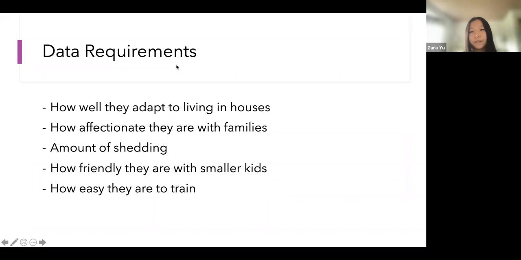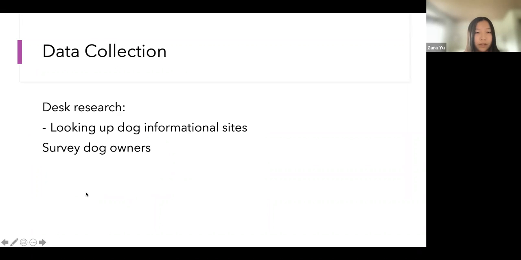So for our data requirements, we have to think about a variety of different things. For example, how well the dog breed adapts to living in homes, how affectionate they are with families, their amount of shedding, how friendly they are with smaller kids, and how easy they are to train. These are just some things we can think about when we're collecting data. So in terms of data collection, we can do some desk research by looking at dog sites, just informational websites that give you some things on dog breeds, or you can survey dog owners and have them talk about their own experience with different dog breeds. That's another method you could do. Of course, there's definitely a lot more, but I just listed out a few examples.